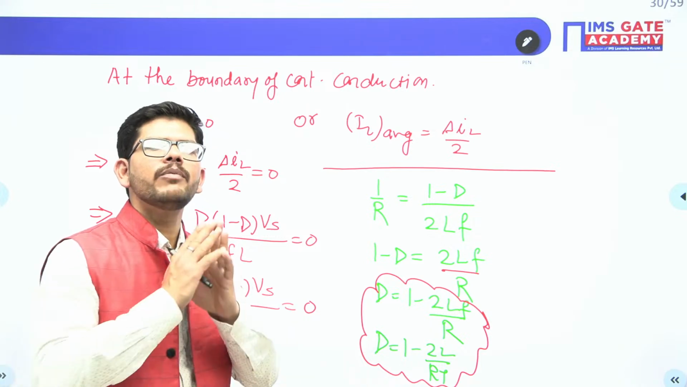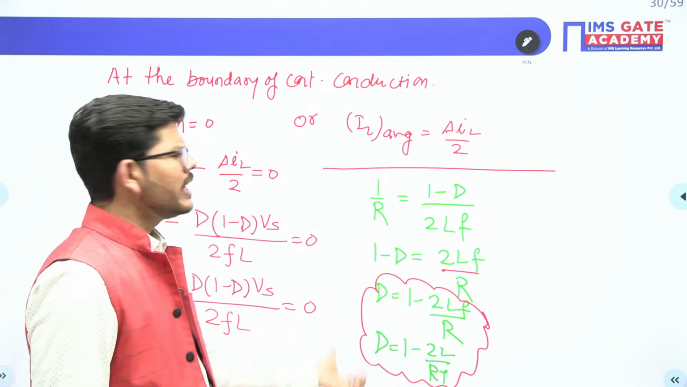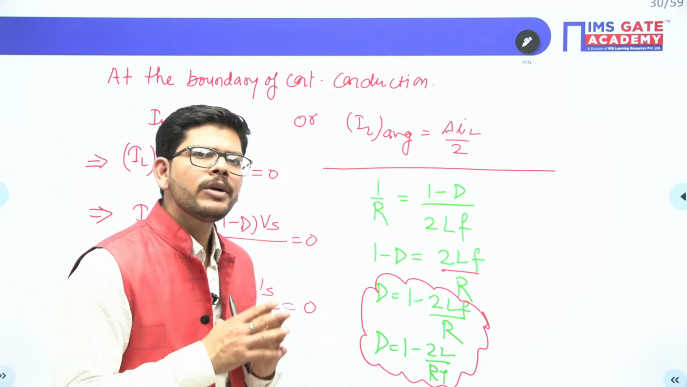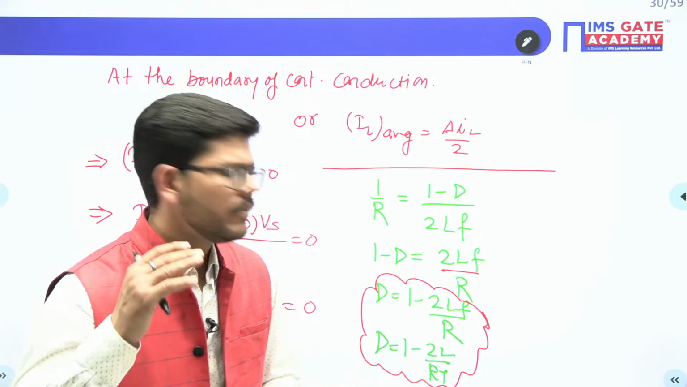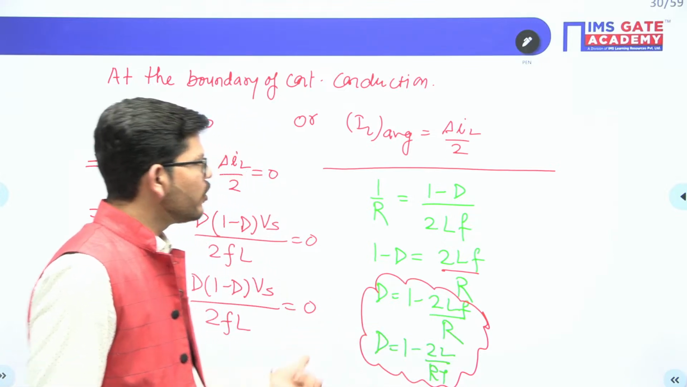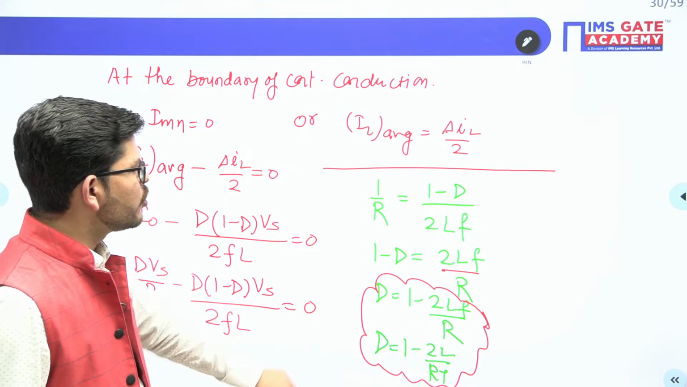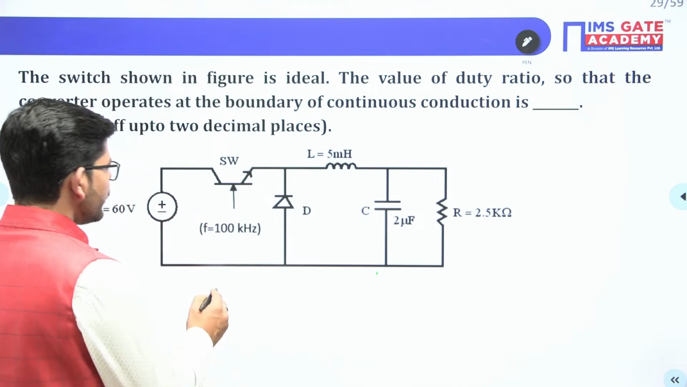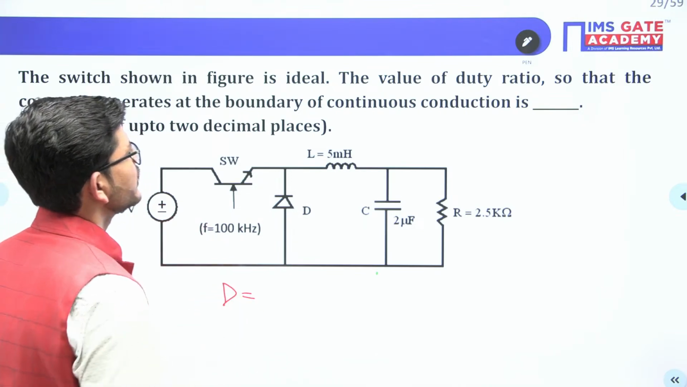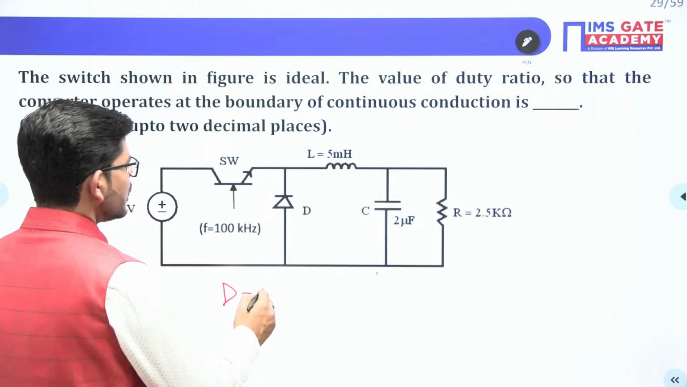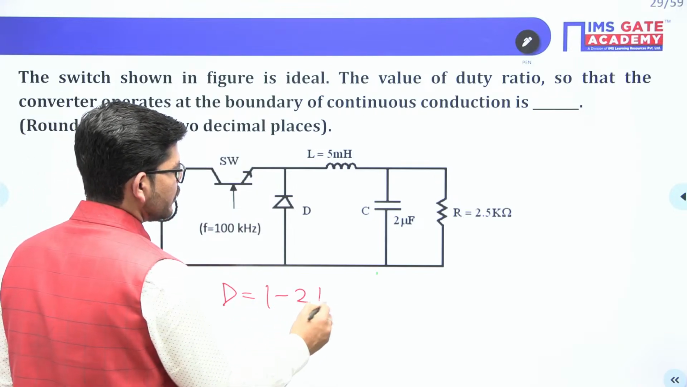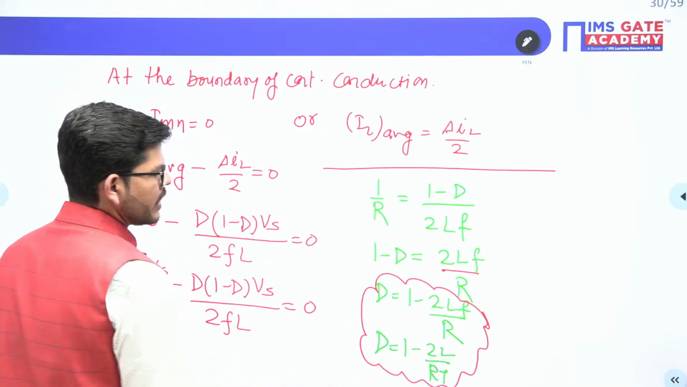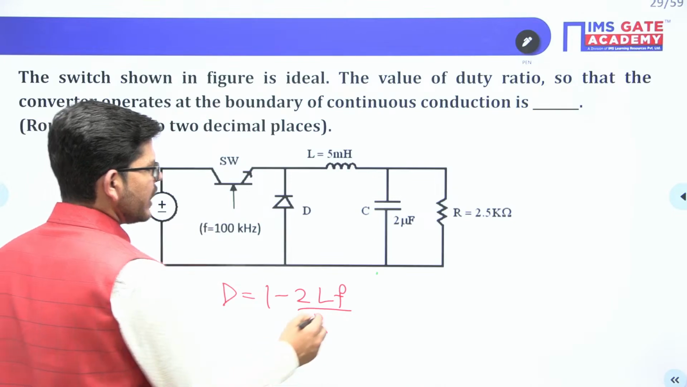And you don't have to remember it at all, because we have derived it very easily. So at any instant you can derive this formula. Don't put pressure on your mind for remembering this particular formula. So what value of D have we obtained? D is 1 minus 2L by RT, or 2LF upon R. Now see what has been given to us. Frequency is given. So we have derived D to be equal to 1 minus 2LF upon R, isn't it? So put the values here.